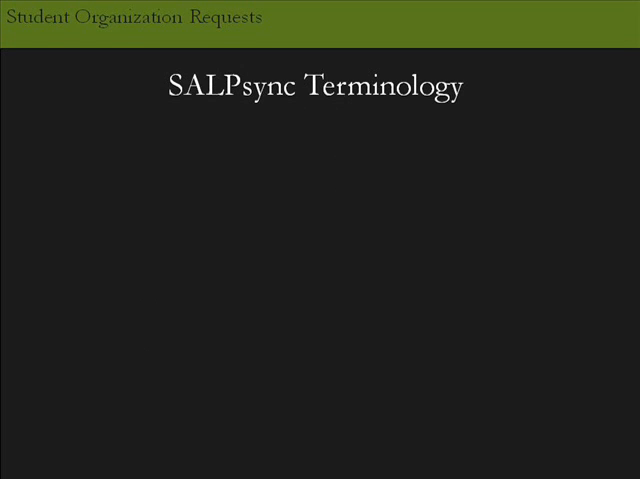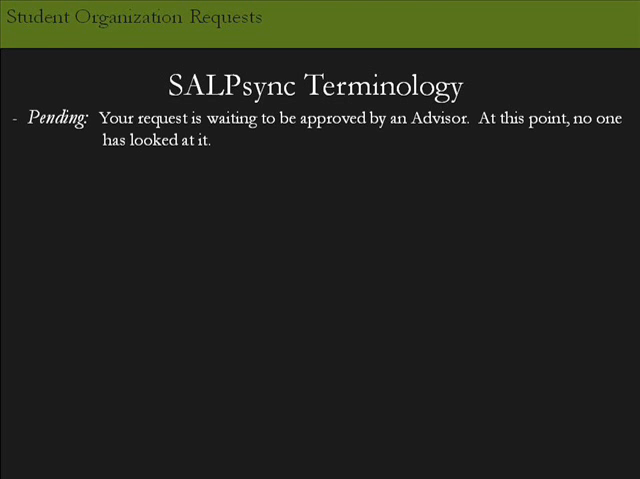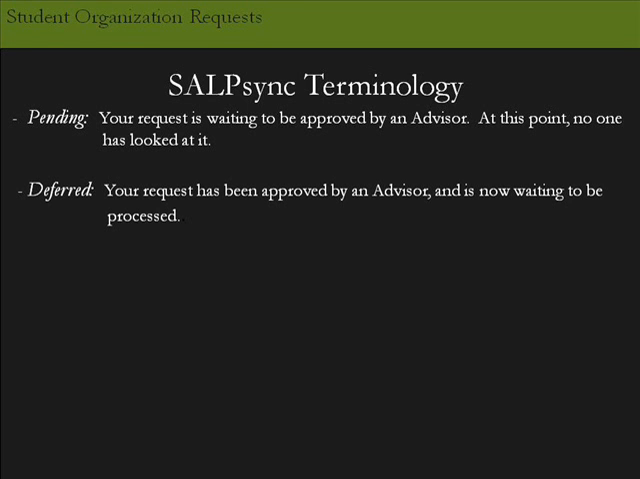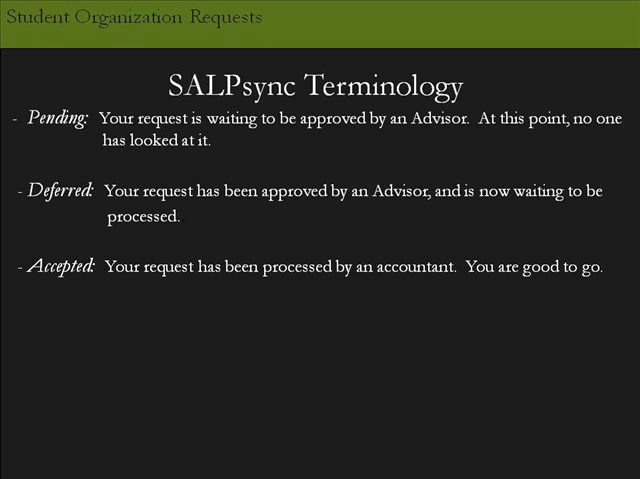So the terms you need to know are pending. If the status of your form on SALP Sync says pending, it means that your request is waiting to be approved by an advisor. At this point, no one has looked at it. Deferred. If the status of your form on SALP Sync says deferred, it means your request has been approved by an advisor and is now waiting to be processed. Accepted. If the status of your form on SALP Sync says accepted, it means that your request has been processed by an accountant. You may need to sign a form or your check may be in the mail, but your request has been granted and you are good to go.